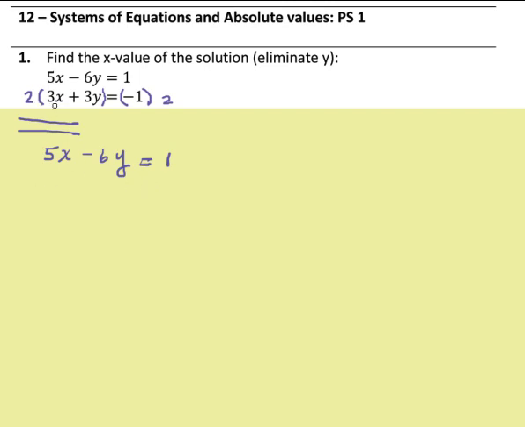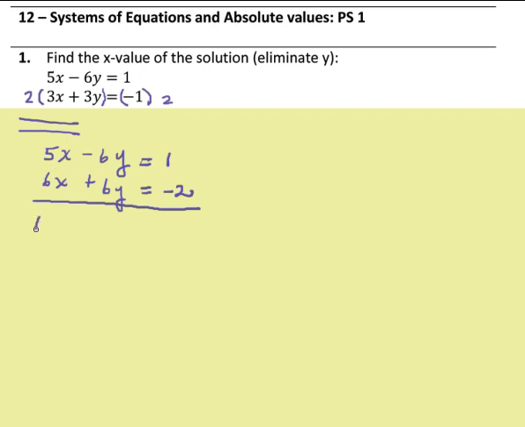And the bottom we will multiply through by 2 and then write it underneath. So here we have 2 times 3, we have 6x plus 2 times 3, 6y equal 2 times minus 1, minus 2. And the reason why we did that is because now when we add, the y's do cancel. Okay, and we'll be able to solve for x. We want to find x. All right, so let's now add these together.